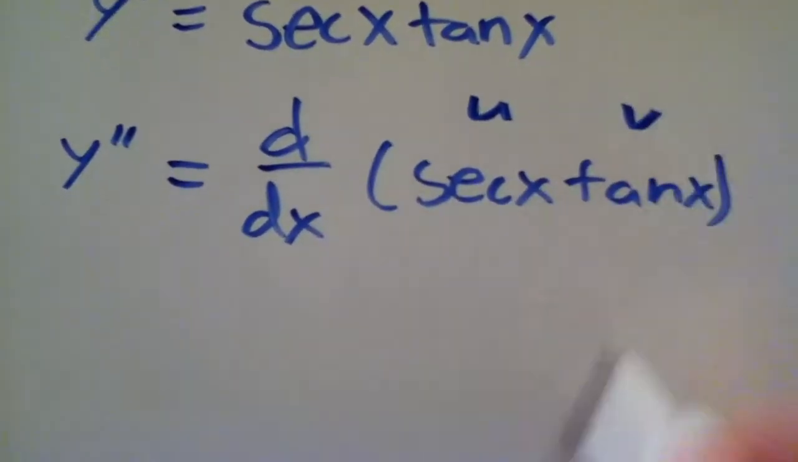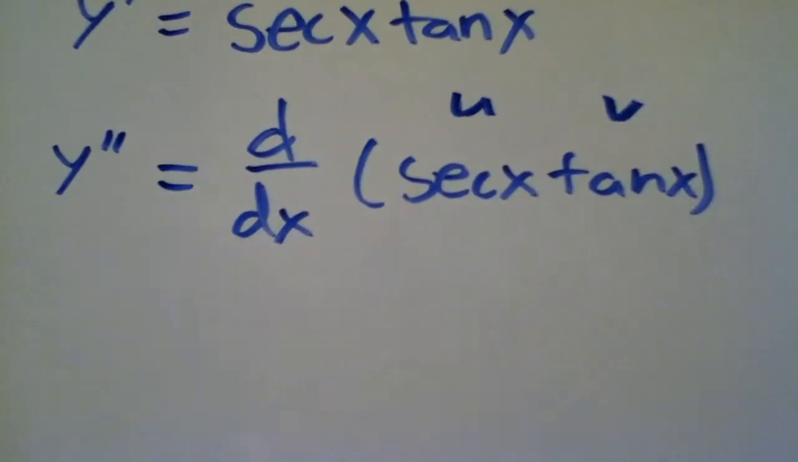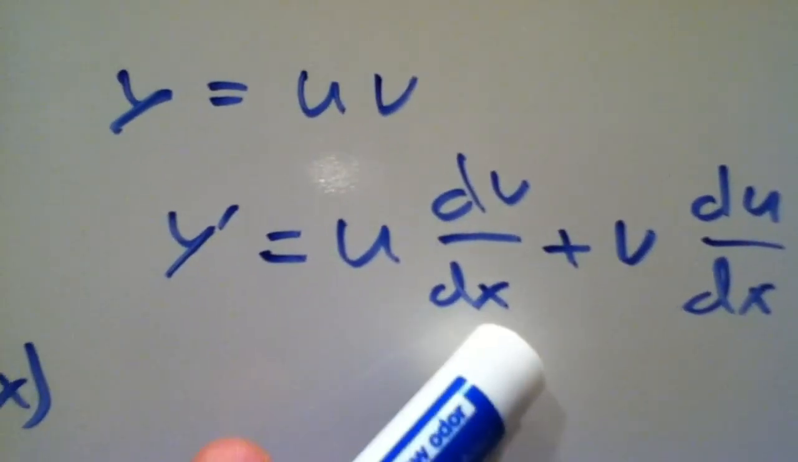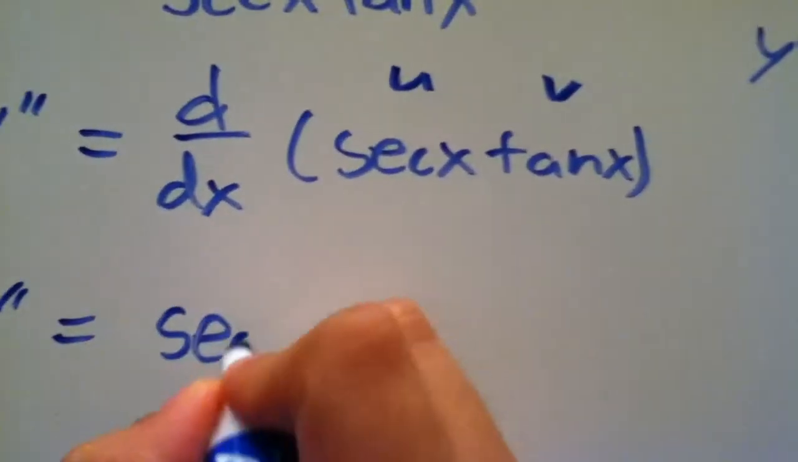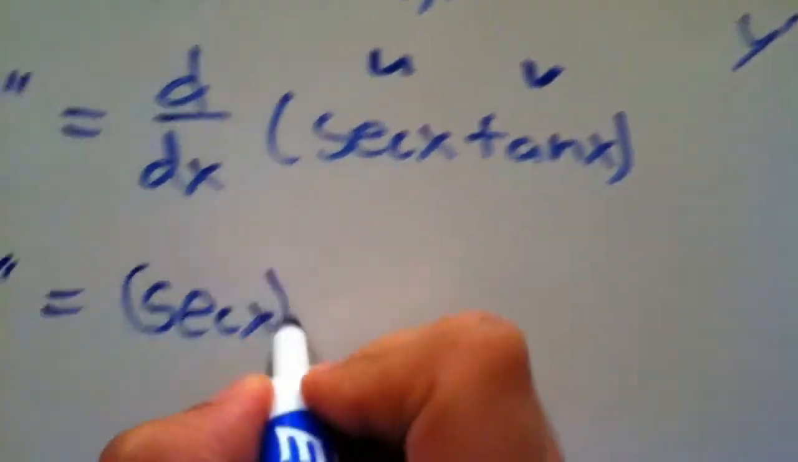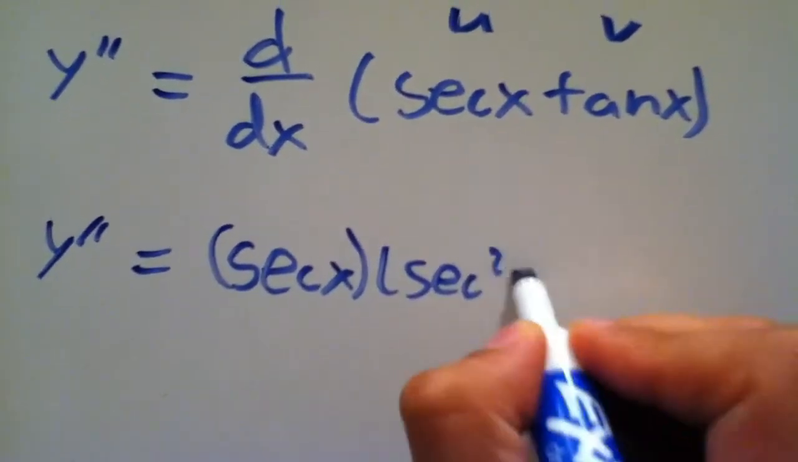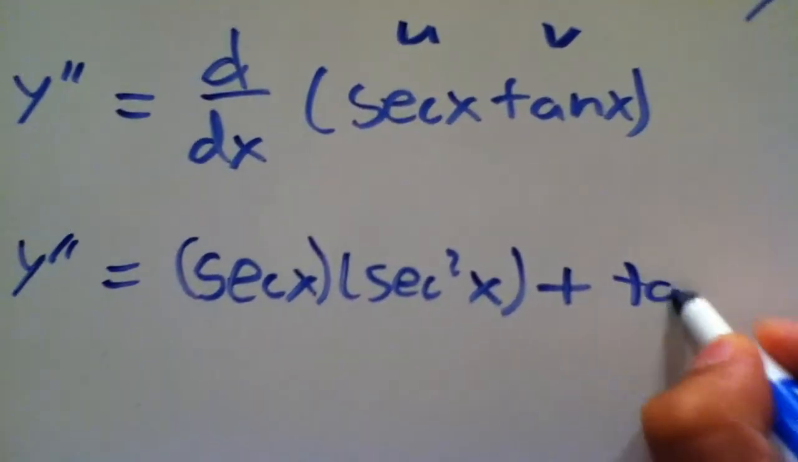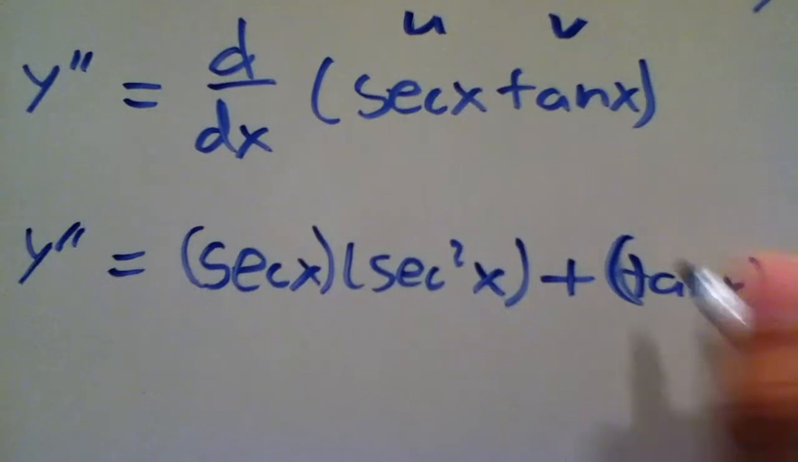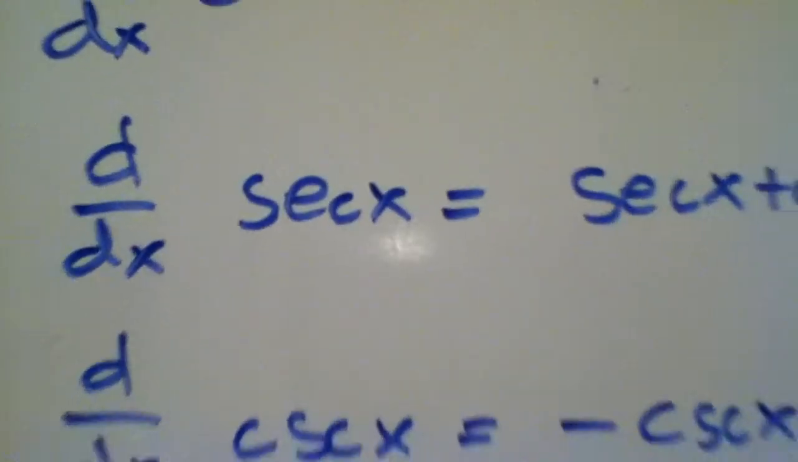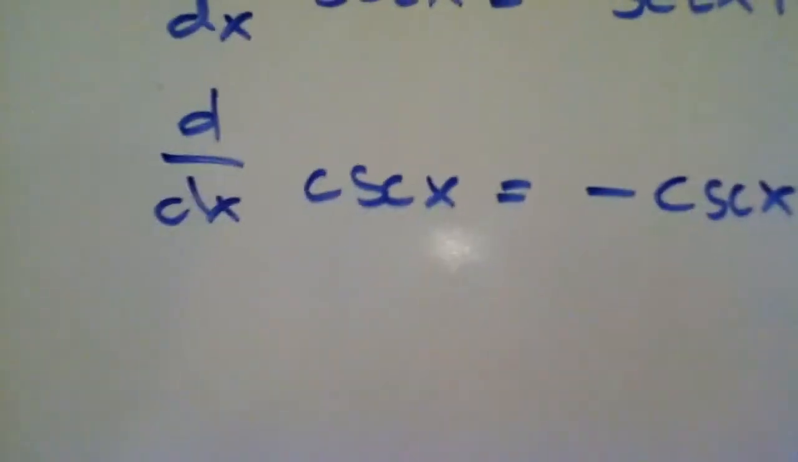So this is u, and this is v. So the rule says that it's u multiplied by the derivative of v. So u, we can just write secant x multiplied by the derivative of tangent x, which is secant squared x, plus v, which is just tangent x, multiplied by the derivative of secant x, which is secant x tangent x.